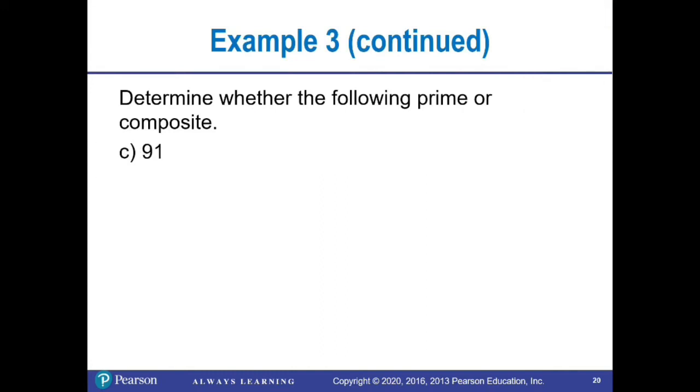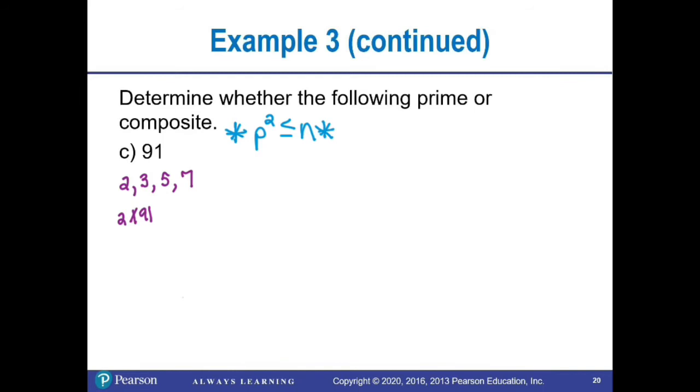Let's look at one more. 91. I want to think about all the prime numbers such that p squared, my prime number squared, is less than or equal to my number, 91. 2 squared is 4, that's less than 91. 3 squared is 9, that's less than 91. 5 squared is 25, that's less than 91. 7 squared is 49, that's less than 91. My next prime number is 11. 11 squared is 121, that's too big.